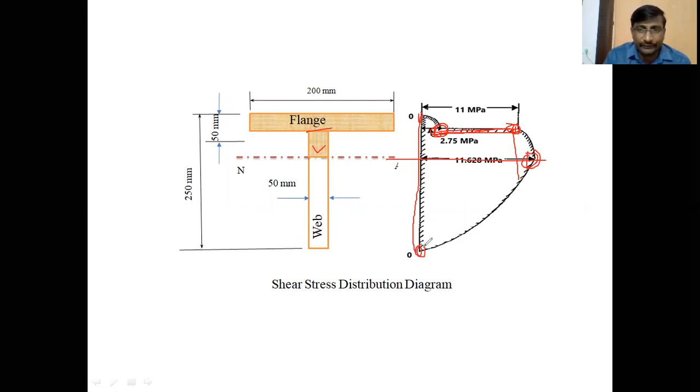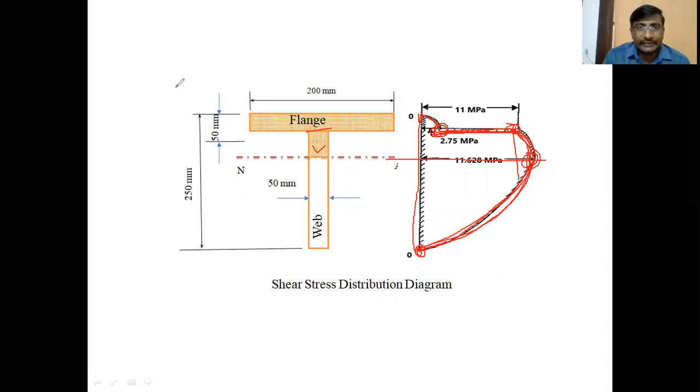And the shear stress at the bottom layer is 0. So how to join these points? From 0 to 2.75 is a parabolic curve. 2.75 to 11 is a horizontal line, because these are developed at the same junction, and 11 to 11.628 is a parabolic curve, and that will be continued. The parabolic curve continues up to 0. So this is the whole 0, 11.628 and 11. This is the continuous parabolic curve.